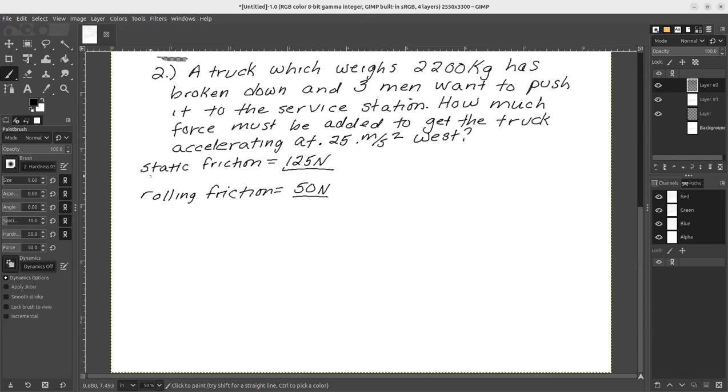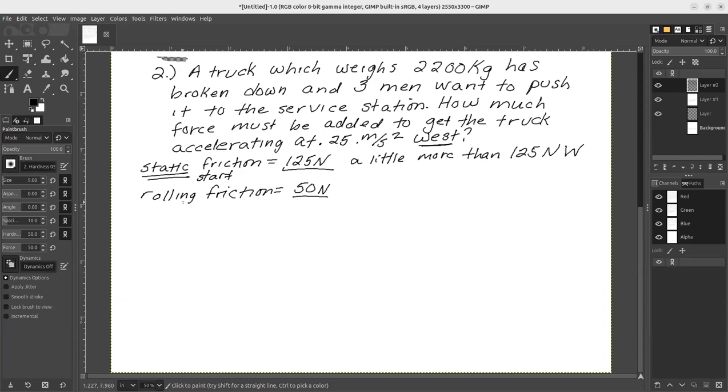Okay, remember, static opposes the start. So in order to get it started, you need a little more than 125 newtons. We want to go west, so we're going to have to push it west. This direction is whatever it's opposing. Remember, he's a grumpy guy, that friction blob. He's really grumpy.